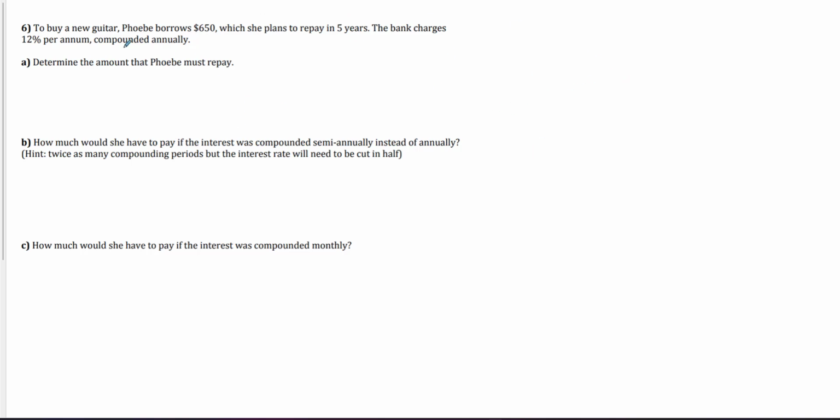All right, here we have Phoebe. She wants to buy a new guitar, so she borrows $650. She plans to repay the loan in 5 years. The bank charges 12% per annum. Per annum means compounded annually, basically. So what does that mean? There is a new value when it comes to compound interest. It's my J value. This is where it's very confusing for students.